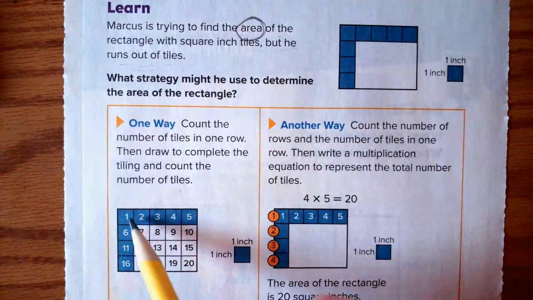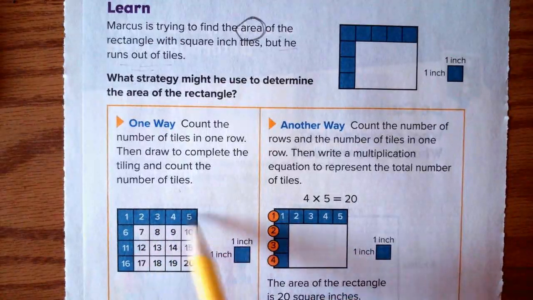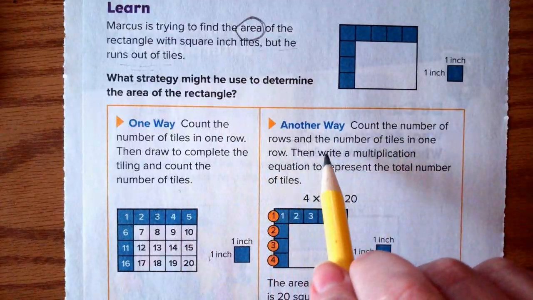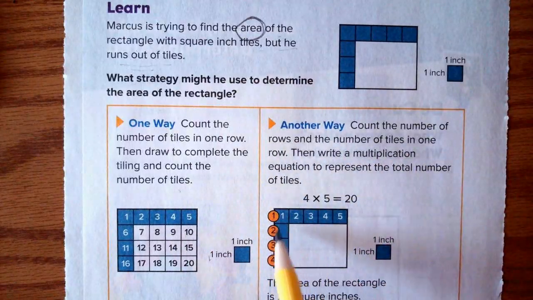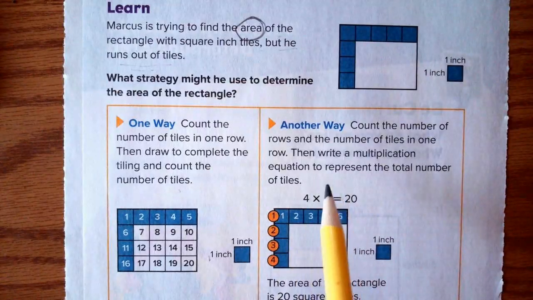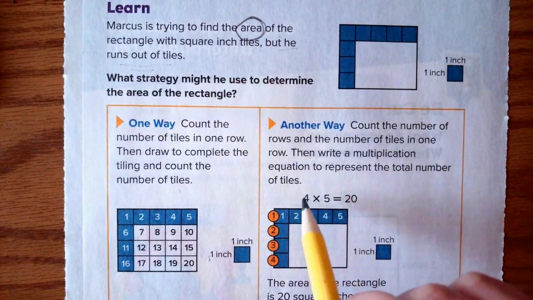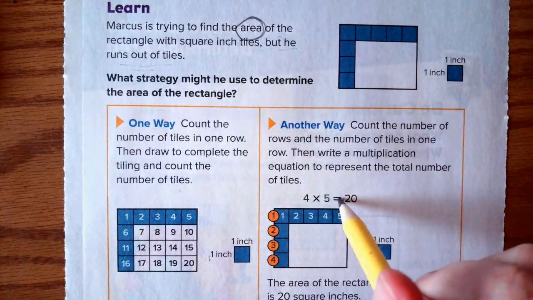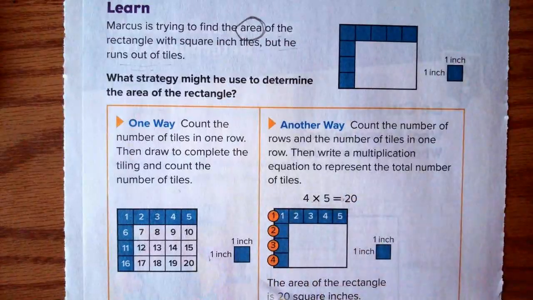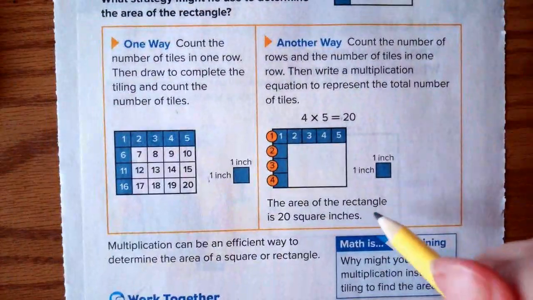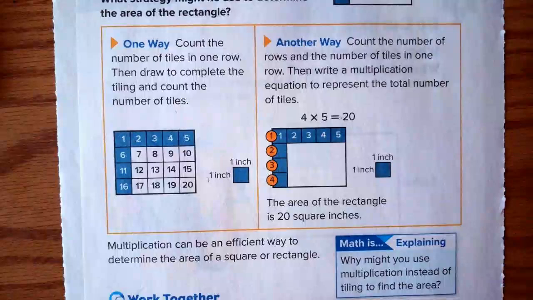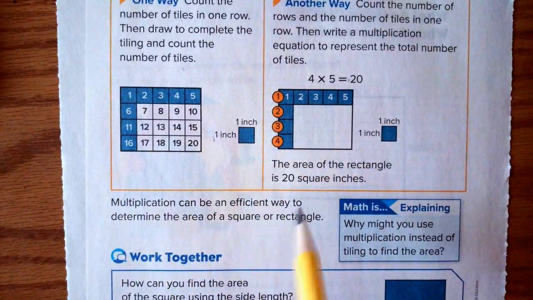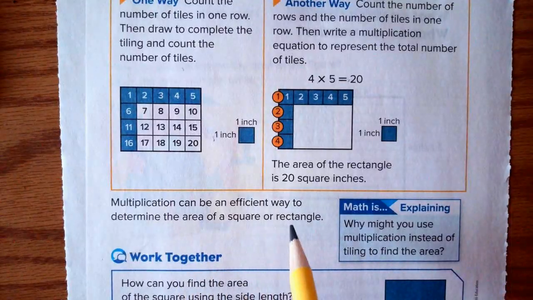So we know there's 5, and we know that there's 4. And so then if we complete it, we would count to 20. Another way is count the number of rows and then count the tiles on one row. All right. Then write the multiplication equation to represent the total number of tiles. So they're counting over here and then they're multiplying over here. So I've already been working on the previous lesson with you on this strategy as well. The area of the rectangle is 20 square inches because we're letting that represent 20 square inches. Multiplication can be an efficient way to determine the area of a square rectangle.